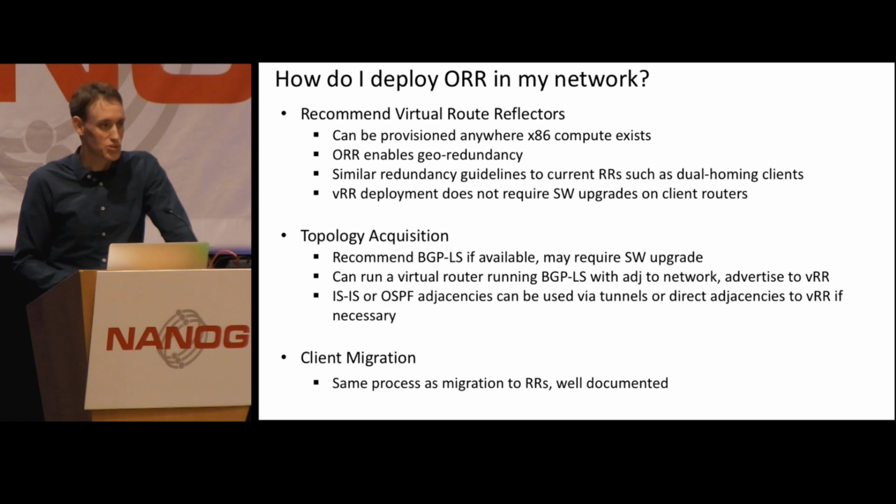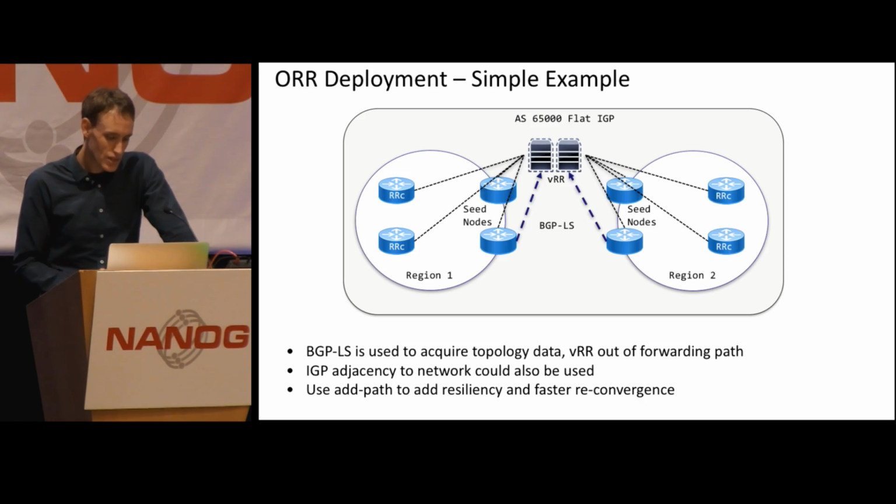Client migration, it's just another route reflector. There's not really anything special about that. You spin them up and rehome clients as you need to. Like I said, here's my simple example of the flat IGP. The flat IGP example is pretty simple. Hierarchical adds some complexity depending on how far you want to stretch BGP next hops across your network. Like I said, you could use IGP adjacencies.